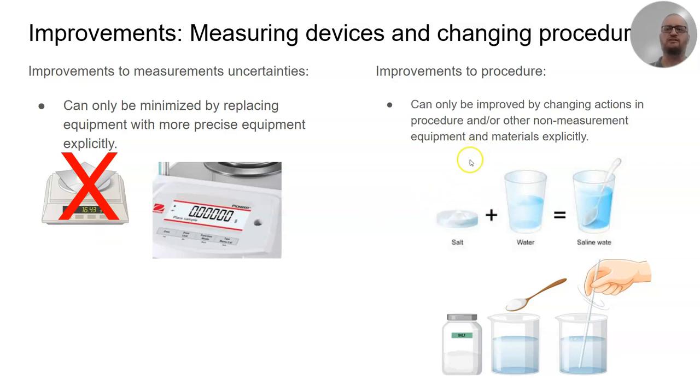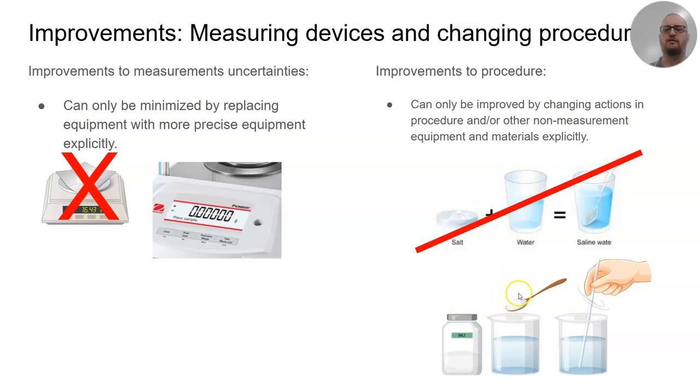As far as a procedure, these can only be improved by changing actions in a procedure or something else that's non-measurement equipment. So for example, if we wanted to make saline water, salt water, I would mass out the amount of salt, put it in the water, boom, we get it. However, there will be some loss of salt because some of it will inevitably stick to our weigh boat here. So there will be some loss and not 100% of the salt gets in there. So this would be less precise. How could we improve it?